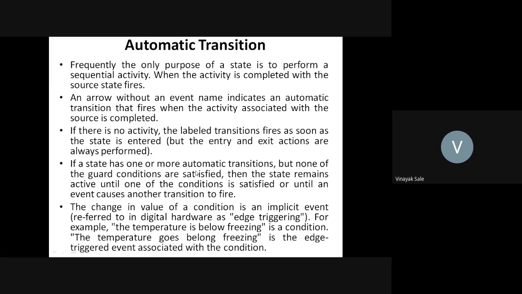If the state has one or more automatic transitions, they fire when one of the guard conditions is satisfied, or until an event causes another transition to fire. So a change in the condition is an implicit event. Change in condition is internal. For example, temperature below freezing is a condition. So the temperature goes below freezing is the event associated with that condition.